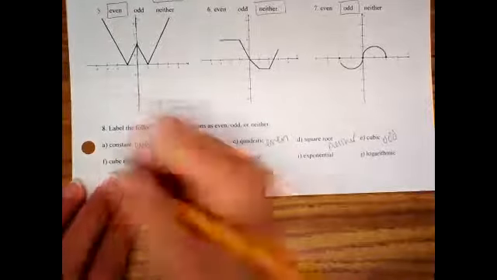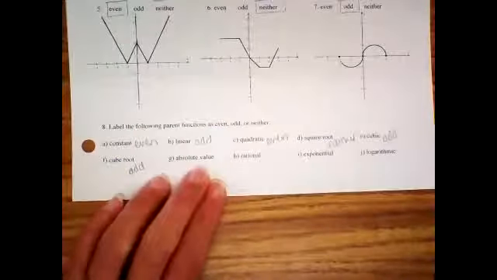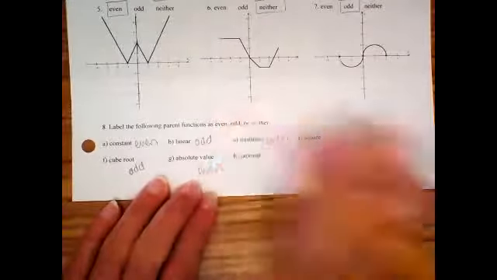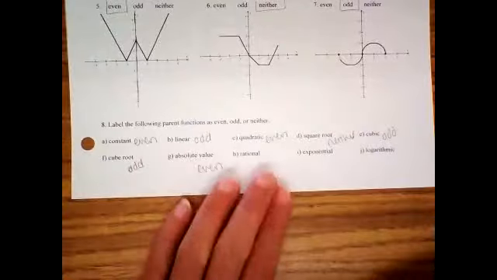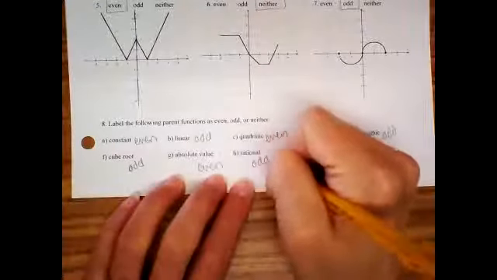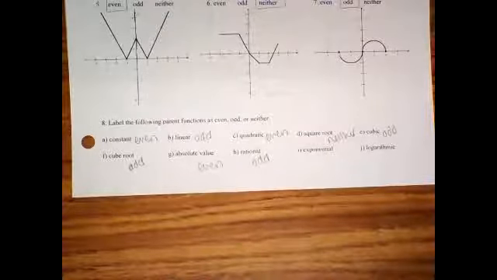So cube root would also be odd. So the cubic graph just turned on its side. Absolute value. Even. Rational. It's got those invisible fences, the asymptotes, and looks kind of like an hourglass. Good. Odd. Yeah, what's in quadrant 1 reflects down into quadrant 3. Exponential. It's neither.